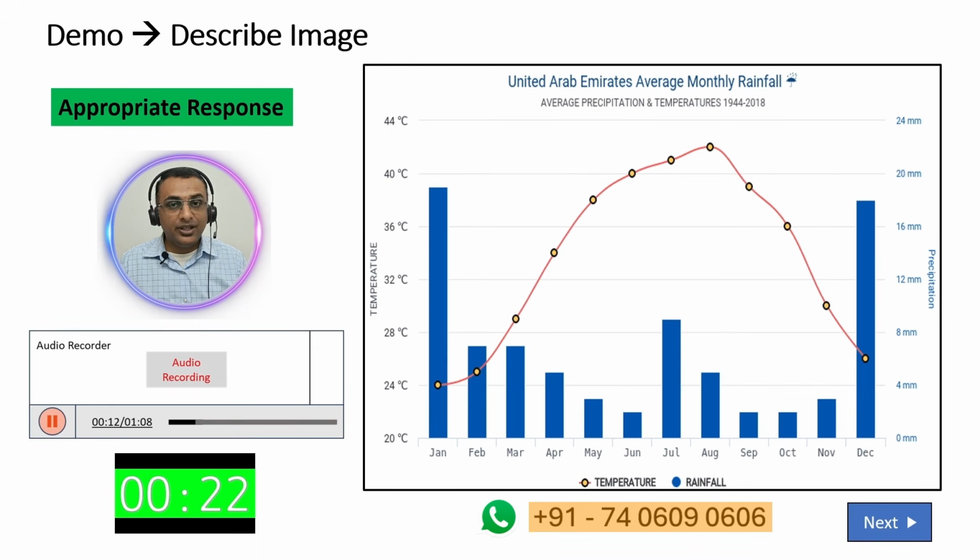So UAE monthly rainfall between 1944 to 2018. January and December have the highest, whereas June, September, October have the least, and temperature also increases when the rainfall decreases. So this comparison I can get. Okay.